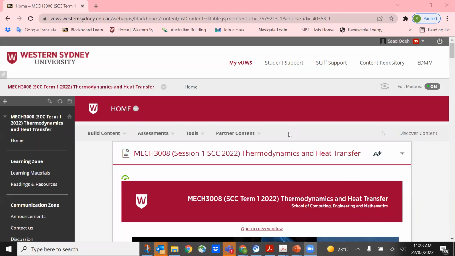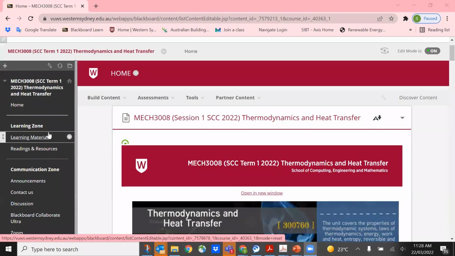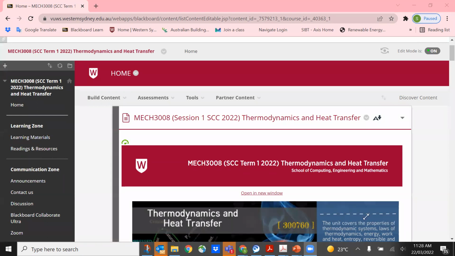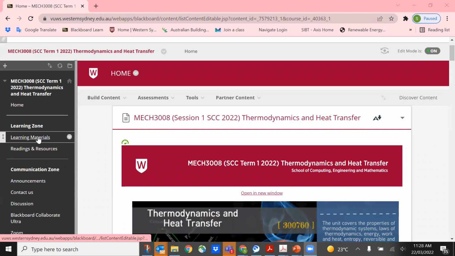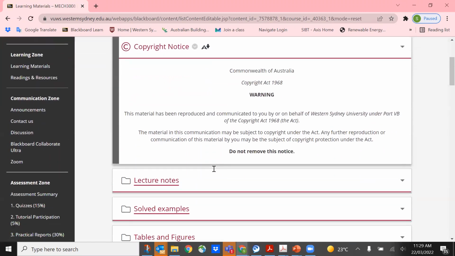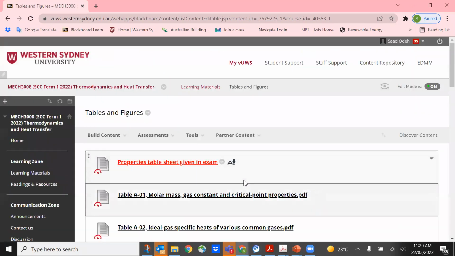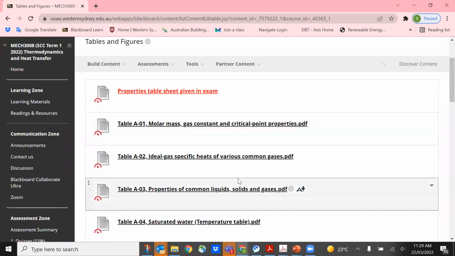Can you see this page? If you go to the learning material at the top, the learning zone, everyone is there. Okay, so I click on learning material. You can find here tables and figures. Click on that one, and you will find these tables.